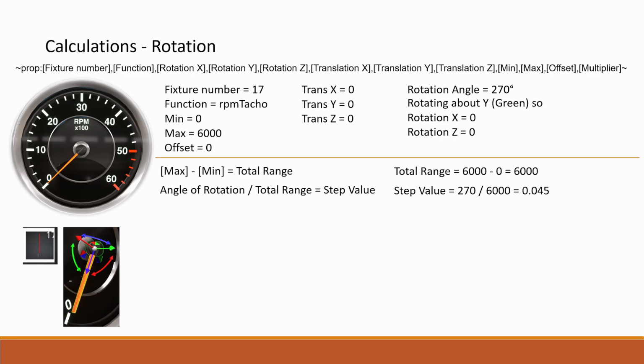Finally, we need to know if this is a positive or negative step value. We know that all rotation clockwise with the arrow pointing away are positive. Since we want the needle to rotate clockwise with the arrow pointing towards us, the rotation will be negative. With all that information, we have our final animation string.